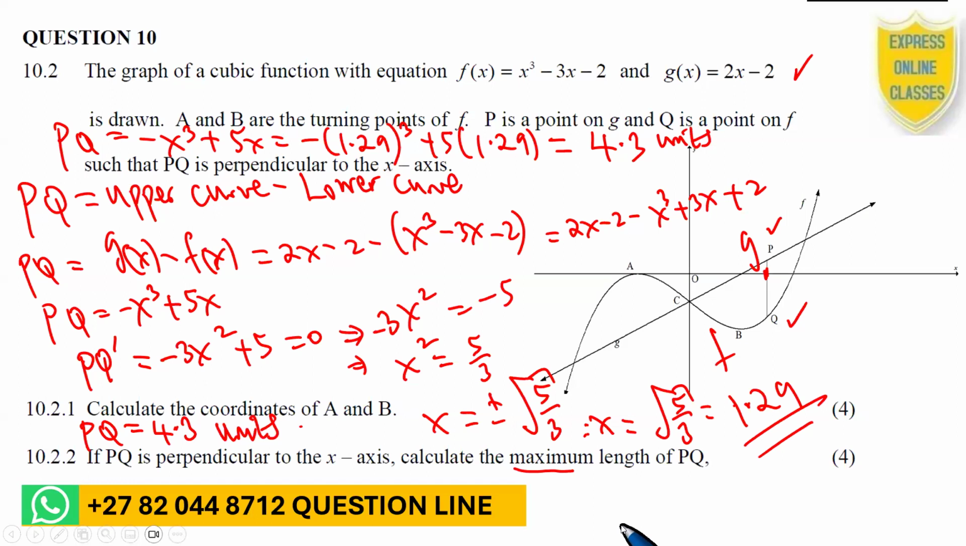Something you must remember always, given two graphs and you want to find the maximum length of the distance between the two graphs, you must say the upper curve minus the lower curve. The upper curve is a straight line here because it's above. The cubic graph is the lower curve there, and you're able to get the answer. So we move on to the next question.